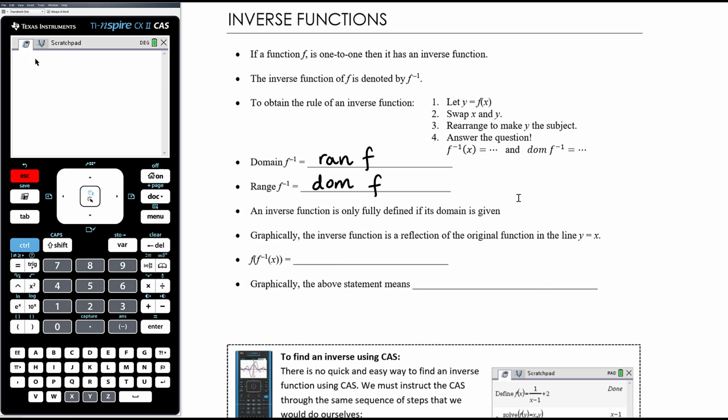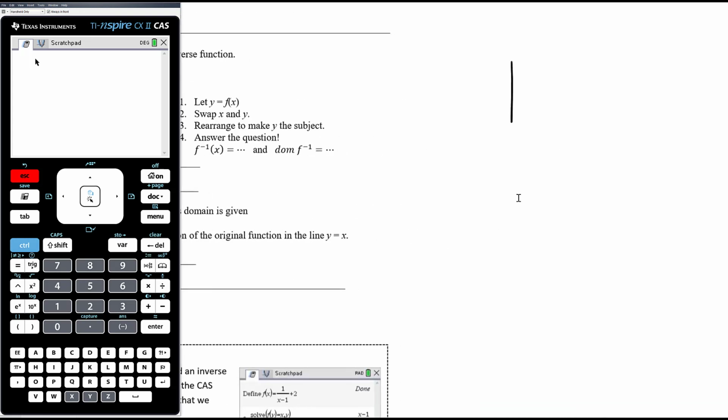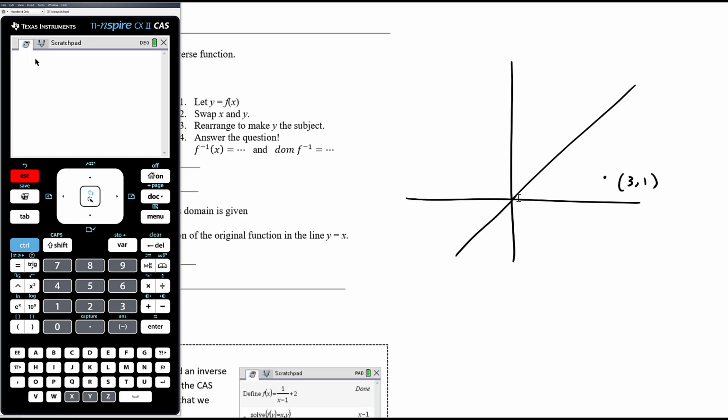Graphically, the inverse function is a reflection of the original function in the line y equals x. And that's just what happens if we swap the coordinates. So if you have the line y equals x, and you have the point (3, 1), for example, when you reverse its coordinates and make it (1, 3), it's now going to be up here. And graphically what's happening is it's the mirror image in that line y equals x. Okay, so it's going to be mirrored over that line y equals x.